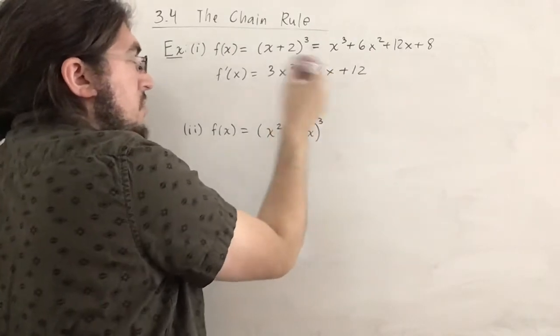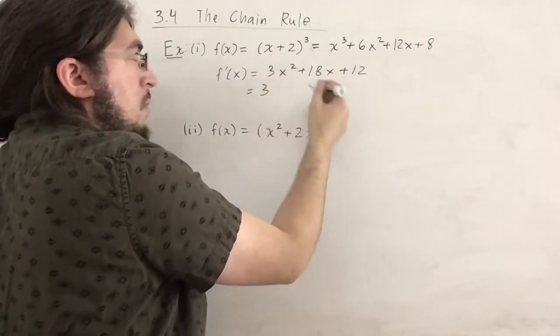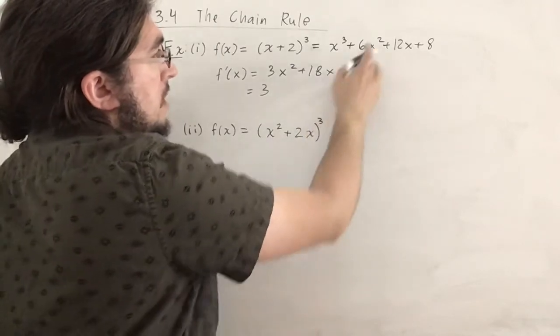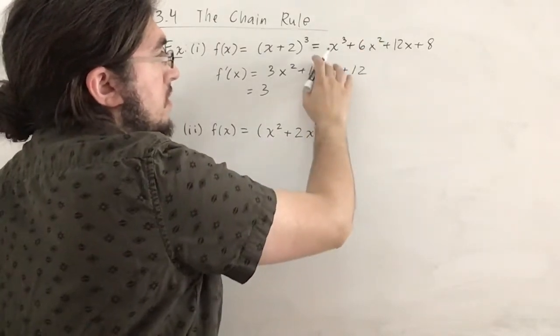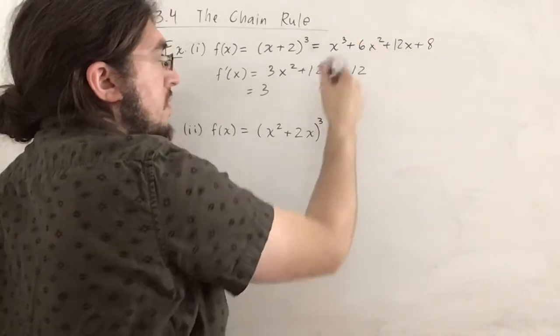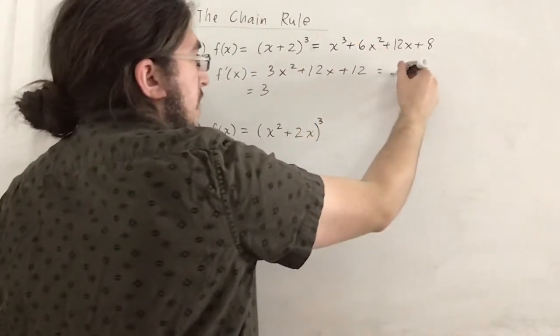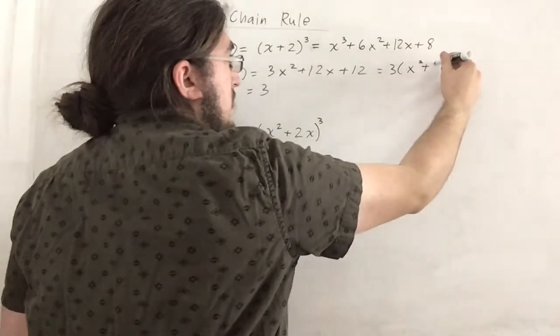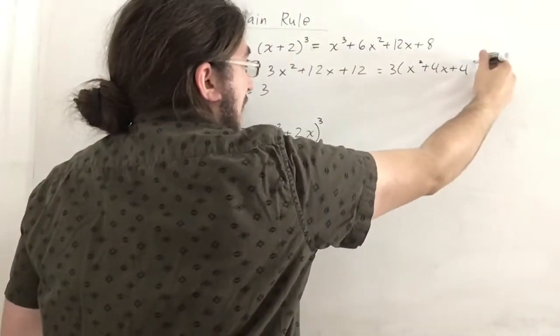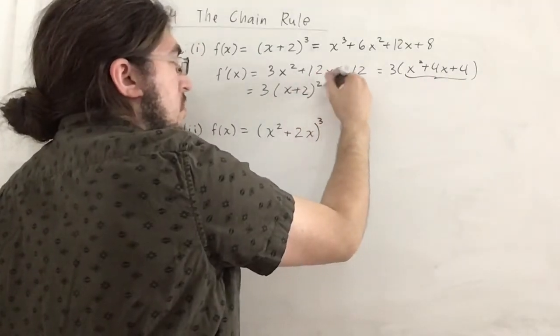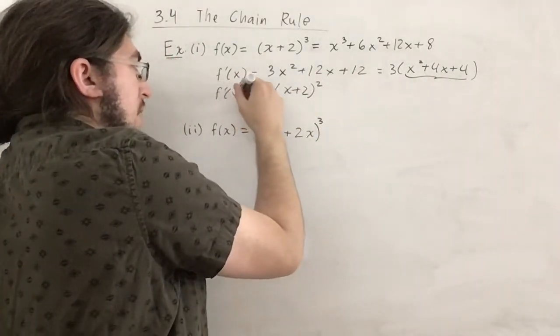This factors, you can pull out a 3. And what you'll have left over is, actually, hold on, this is 12. My mistake. There's no 18, it's 12. So when you factor out the 3, let me write it here. You get x squared plus 4x plus 4, and this factors as x plus 2 all squared. So I'm going to write this as my answer.